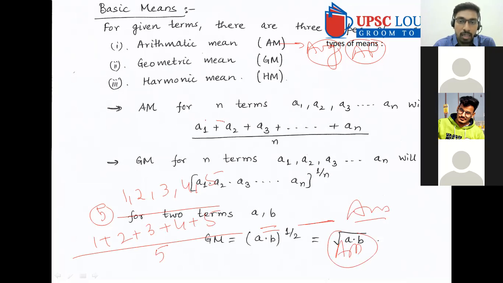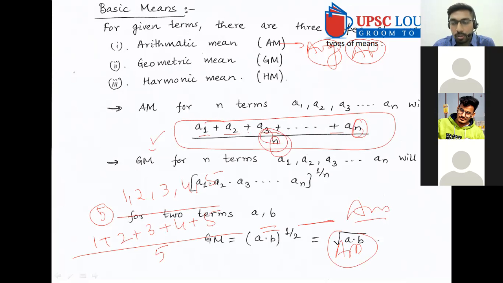The same formula is written here. Whatever the terms, just add all these terms and divide by the number of terms. Okay. So this is your AM.